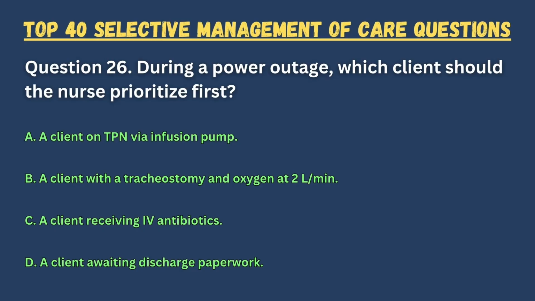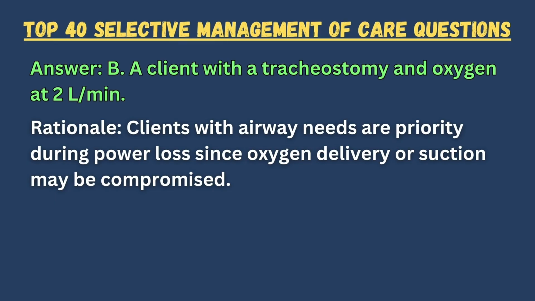Question 26. During a power outage, which client should the nurse prioritize first? A. A client on TPN via infusion pump. B. A client with a tracheostomy and oxygen at 2 liters per minute. C. A client receiving IV antibiotics. D. A client awaiting discharge paperwork. Answer. B. A client with a tracheostomy and oxygen at 2 liters per minute. Rationale. Clients with airway needs are priority during power loss since oxygen delivery or suction may be compromised.